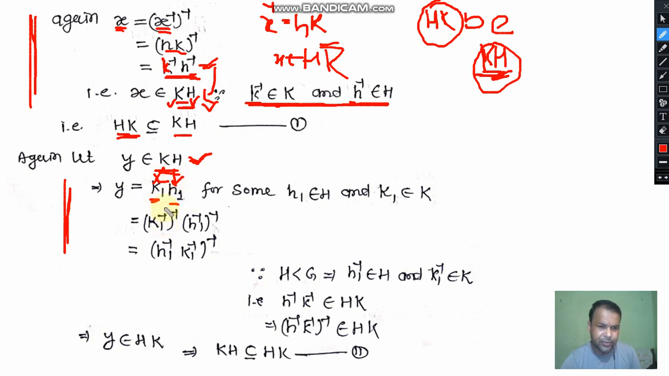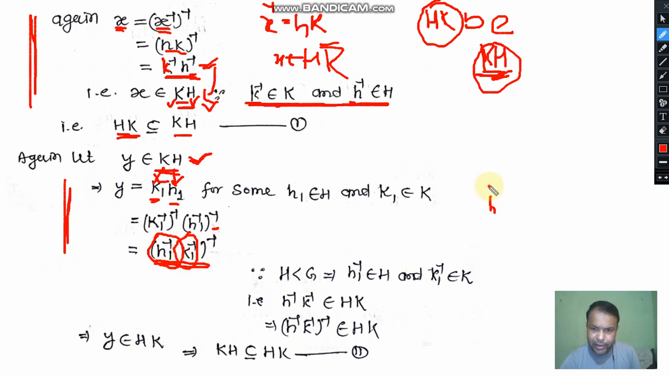k1 can be written as the inverse of k1 inverse, and similarly here. Now we have again used the reversal property of inverse. By this approach, we can say that this h inverse, the inverse of h inverse, is an element of capital H and this is an element of capital K. So this y will be an element of HK. Please note it here.